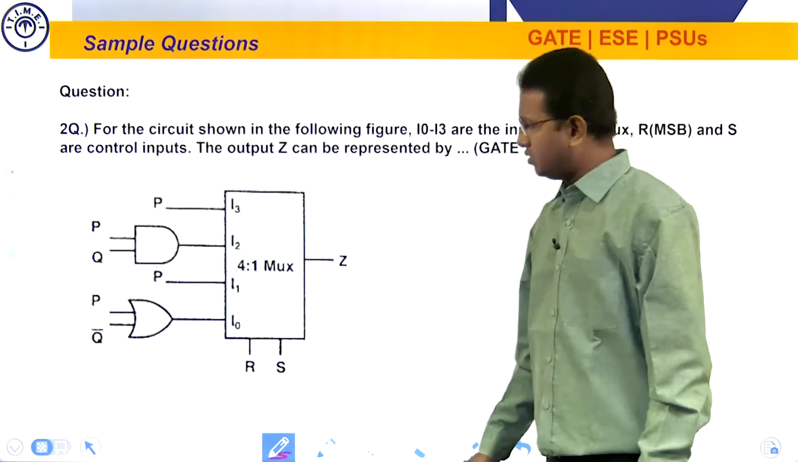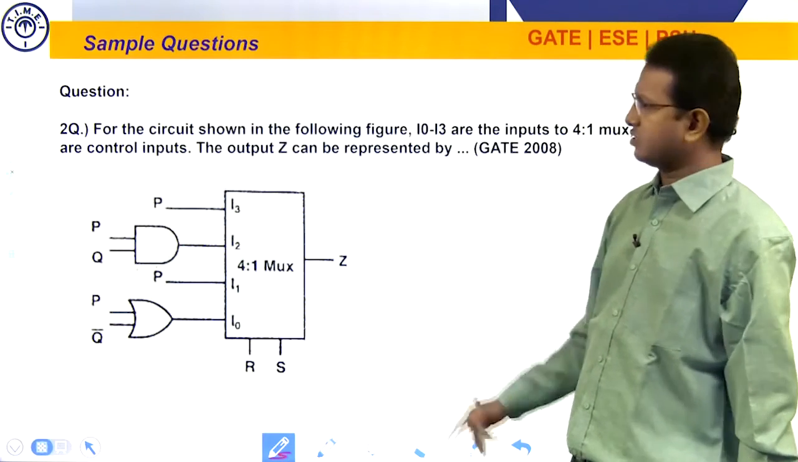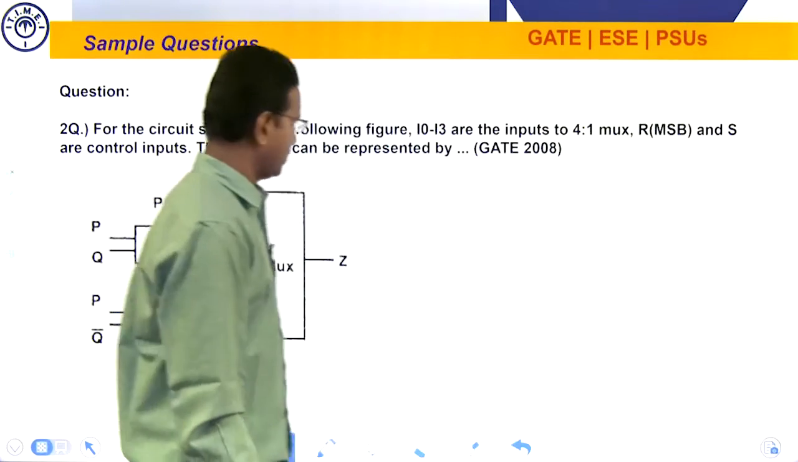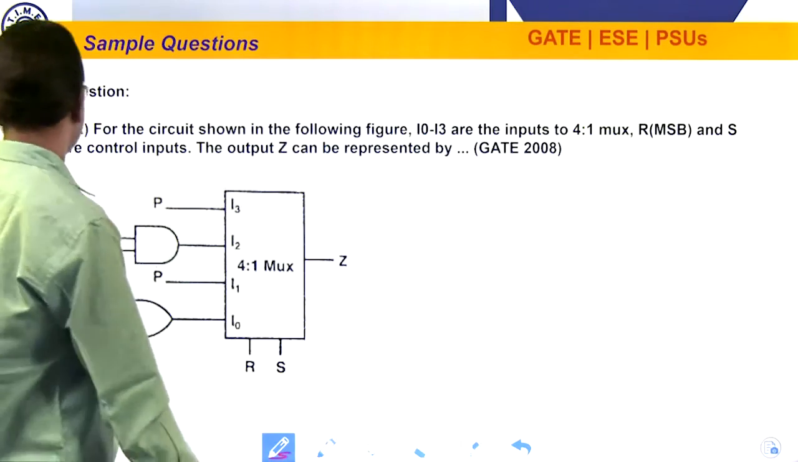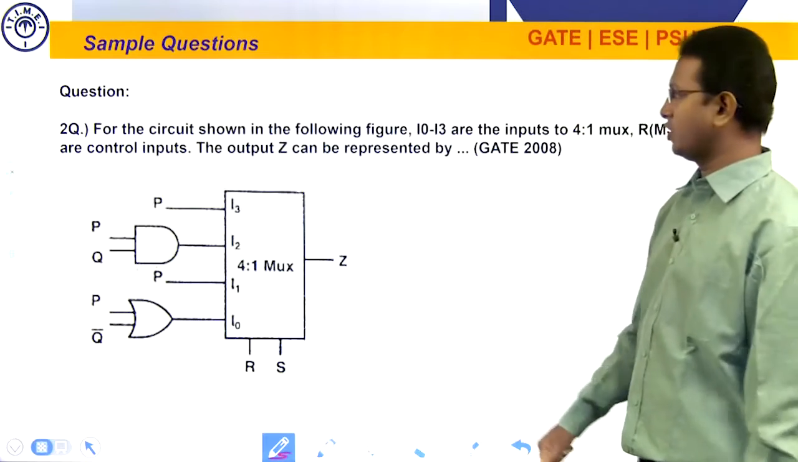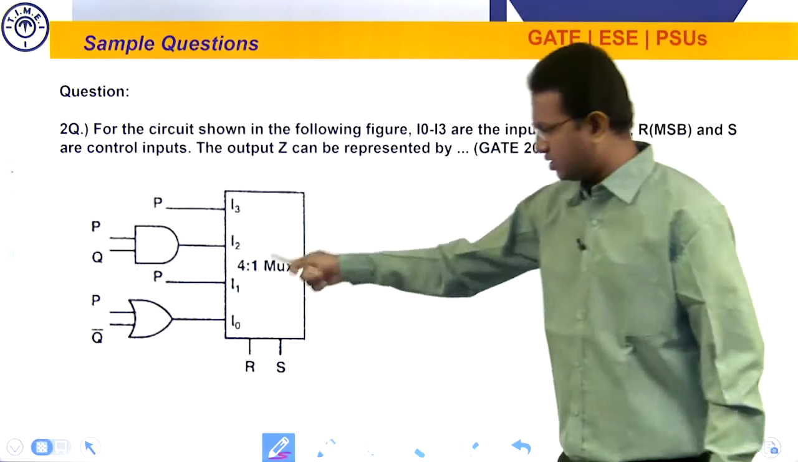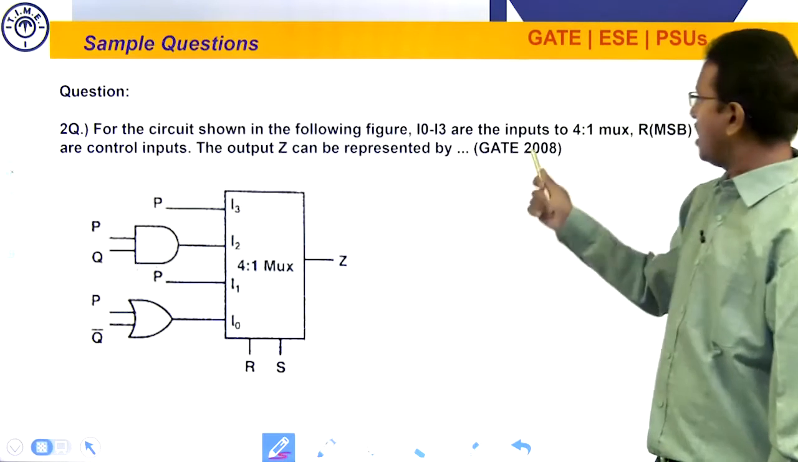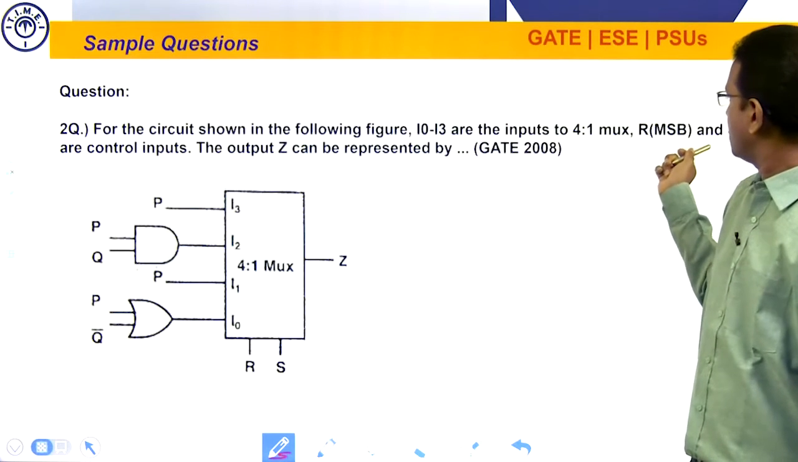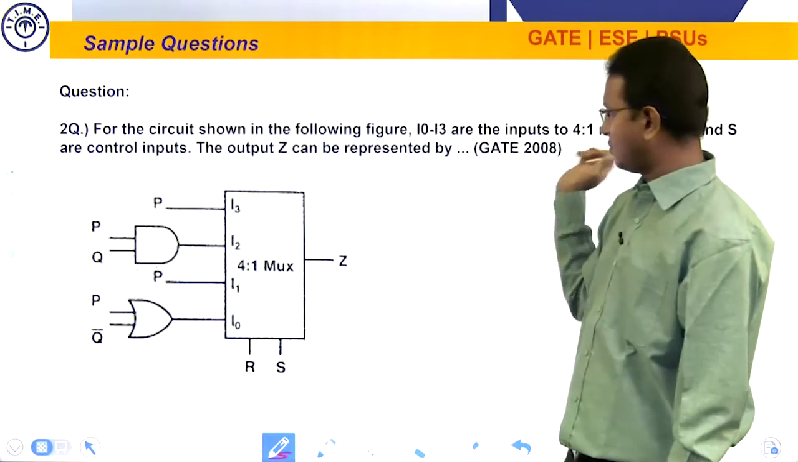The question of multiplexer from the combinational circuits. This is also a GATE question, the GATE 2008 question. For the circuit shown in the following figure, I0 to I3 are the data inputs to the 4:1 mux, R is the MSB and S are the control inputs. The output Z can be represented by.